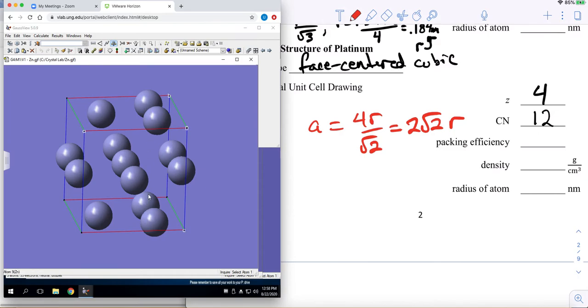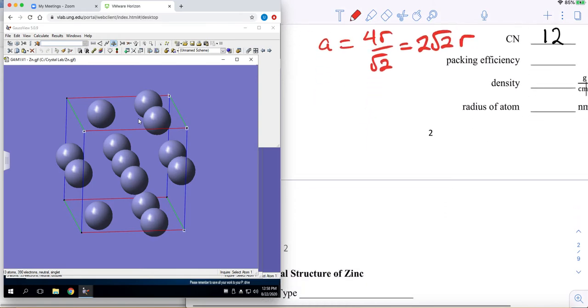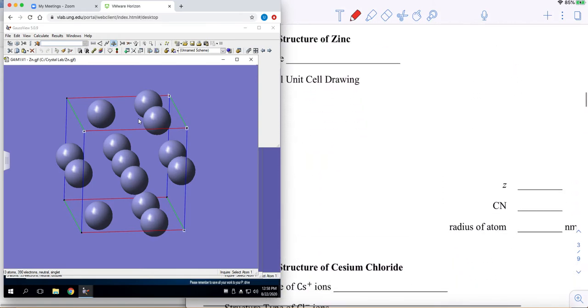When the above and below layers to your original one are basically eclipsed, right on top of each other and not staggered and offset like the previous example, then this structure here is actually hexagonal closest packed, which means my unit cell type is actually going to be hexagonal when I go to write this in.